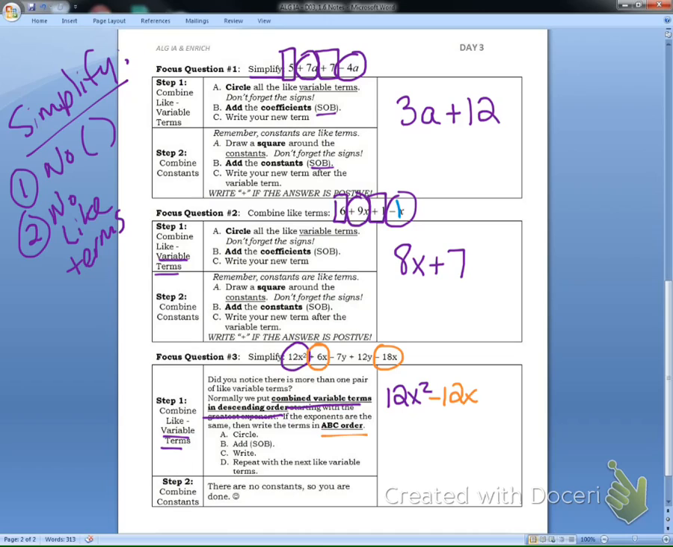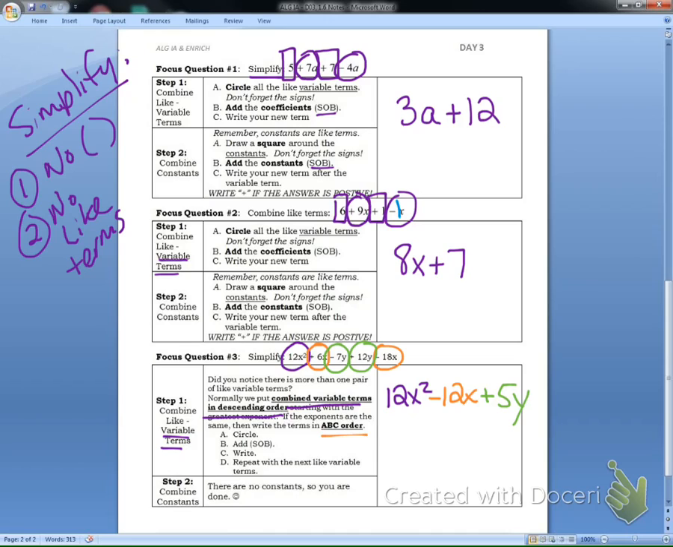Then finally I'm going to combine my y terms. So I have the negative 7y and the positive 12y I need to combine. Those again are opposite signs, so I have to subtract. The bigger sign though is positive, so it's going to be a positive 5y. And that's it, you're done.